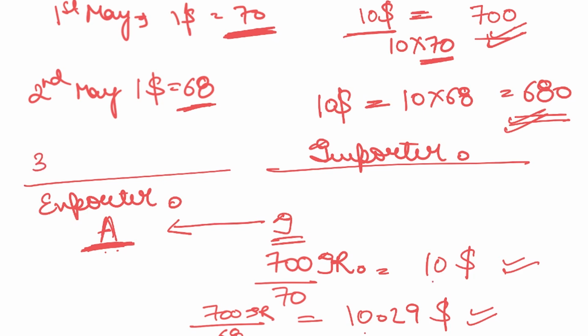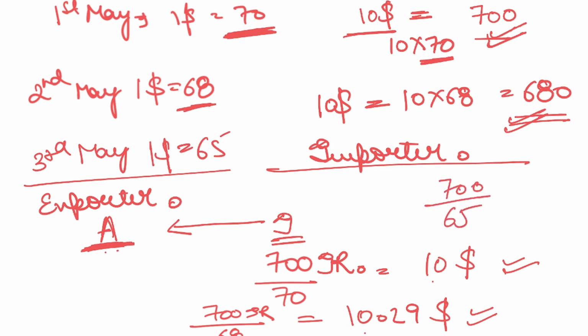For an example, on 3rd May, if the value of $1 becomes 65 and this American company has to settle a bill of 700, 700 divided by 65 comes to $10.76. So if you see, day by day the goods imported from India are becoming expensive for the American company. Earlier on 1st May it was $10, then $10.29, and then $10.76. So the goods are becoming expensive for American citizens, and America would rather stop buying goods from Indian companies because of the appreciation of the Indian currency.